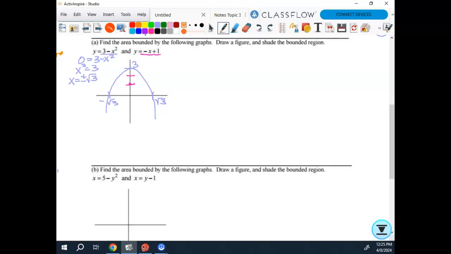What are my intercepts here? 1, and that's it, right? I mean, sorry, my x-intercept is what? Where do I intercept the x-axis? What are my zeros? Negative x plus 1, so it's just here at 1, right there. So it's going to look something like this.